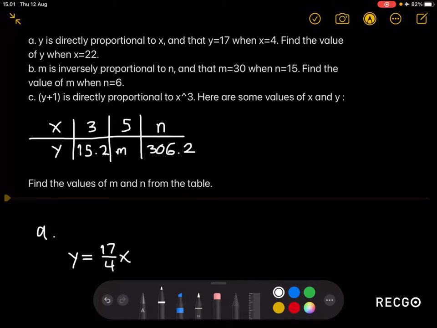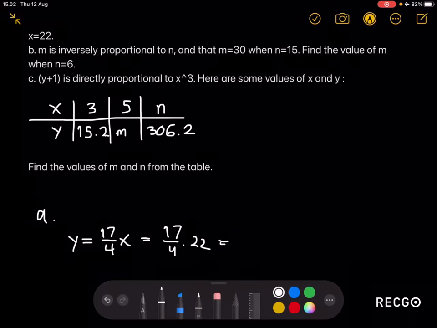Now to solve the original problem, we can just substitute the value of x being equal to 22. So this will be 17 over 4 times 22, which simplifies to 93.5.